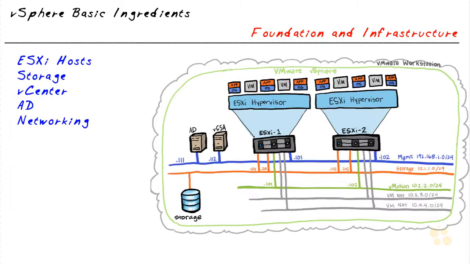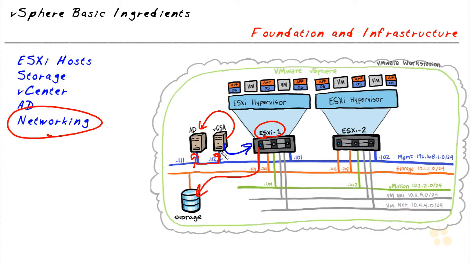Another huge piece that we're going to have in our vSphere environment is networking. For example, how do we get an ESXi host to use shared network storage? The answer is we are going to use some type of a network. How do we get the vCenter server appliance to communicate with Active Directory? We're going to use network connectivity to pull that off. How does the vCenter server appliance communicate with ESXi host number 1 and ESXi host number 2? Again, network connectivity.